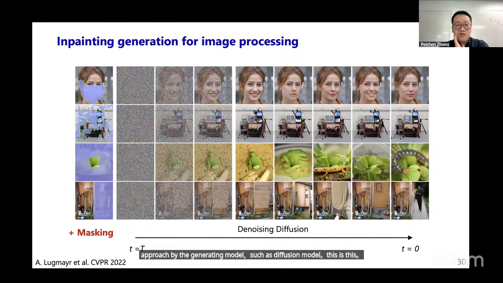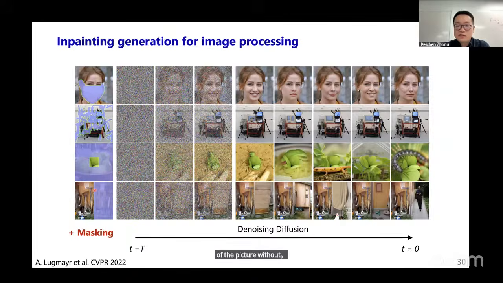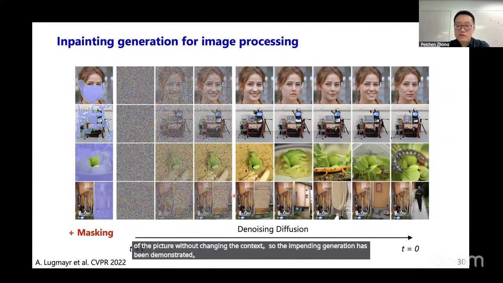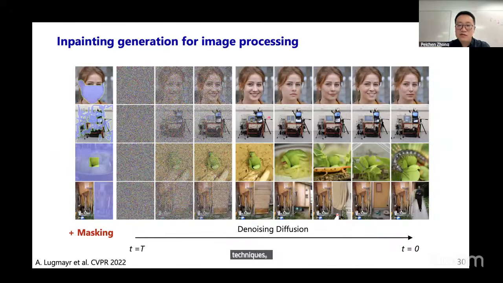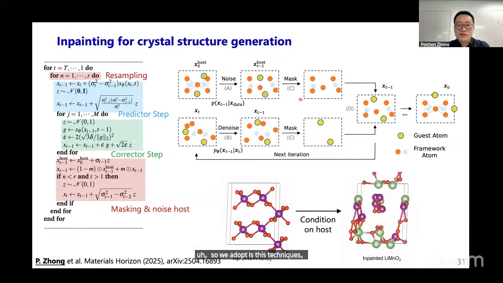This is a similar problem that has been nicely demonstrated in computer vision, for example, inpainting generation. If you give a picture and a masking function, you want to generate a different gesture or different component of the picture without changing the context. Inpainting generation has been demonstrated using the repainting method with resampling techniques in the graph. So we adopted these techniques into crystal structure generation.